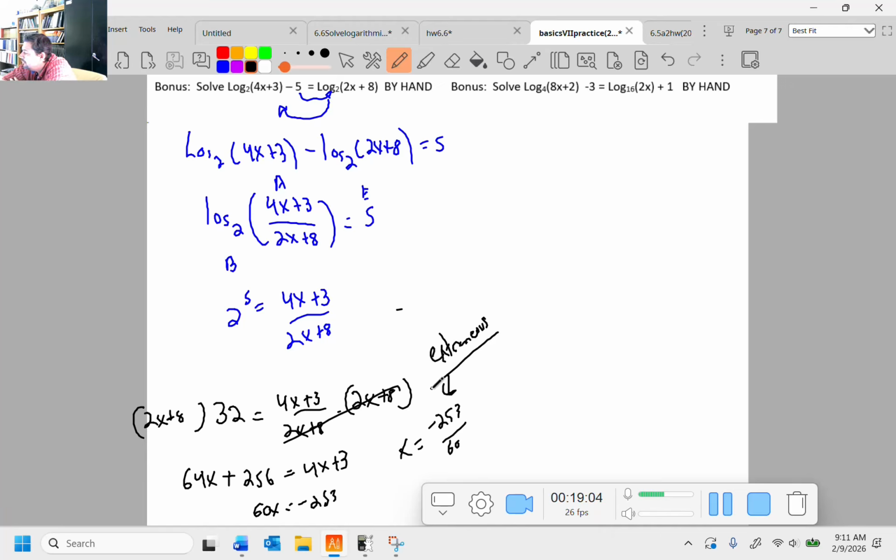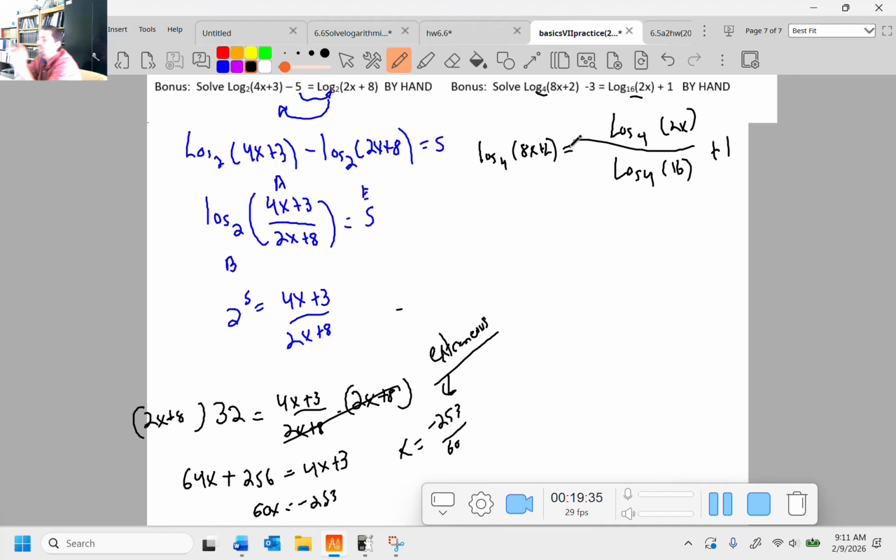All right, solve this bad boy by hand. Now this one is a little harder because you'll notice that these bases are different. So I'm going to do change of base on log base 16. I'm going to make it a log base 4. Why am I doing that? Because I have to. Both logarithms have to be the same base. That way you can condense or whatever. If I'm going to use any of the properties, condensing or setting equal, I have to have the same base.